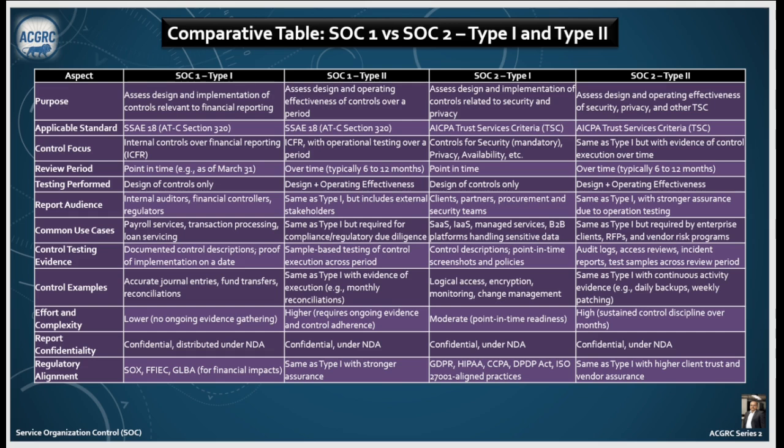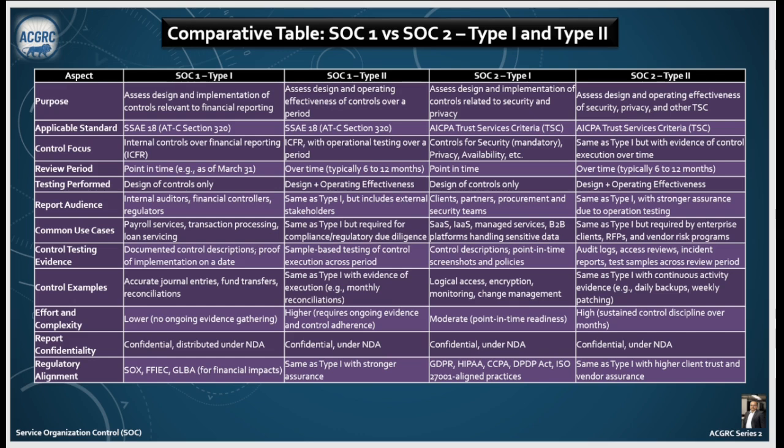Testings are performed on design for type 1, whether it's SOC 1 or SOC 2. It's design of controls. SOC 2, whether it's type 1 or type 2, it is always operating effectiveness in comparison to the design. You said this is the path that I take to perform my duty, and then you show that you actually take that path. That's your operating effectiveness.